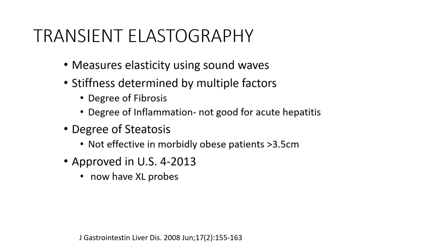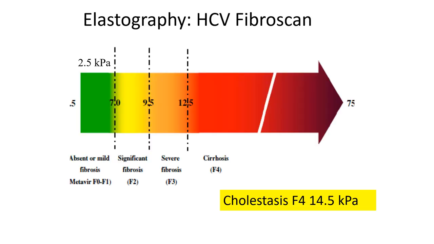It measures elasticity using sound waves. Stiffness is determined by multiple factors like degree of fibrosis, degree of inflammation, so it is not good for acute hepatitis, and degree of steatosis, and it is not effective in morbidly obese patients; more than 3.5 cm skin thickness is approved in the US. So this is non-invasive and comparable to liver biopsy. This is how we score in shear wave sonography.